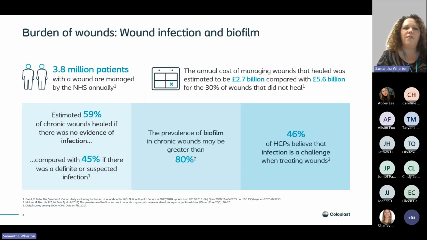So firstly, we're just going to talk about the burden of wounds, specifically looking at wound infection and biofilm. We know from recent studies, Julian Guest did a big study back in 2012, and there was a repeat of that study using data from 2017-18, and we know that there are 3.8 million patients with a wound that are managed by the NHS annually. And the cost of managing those wounds was estimated to be 2.7 billion, compared with 5.6 billion for those 30% of wounds that did not heal.